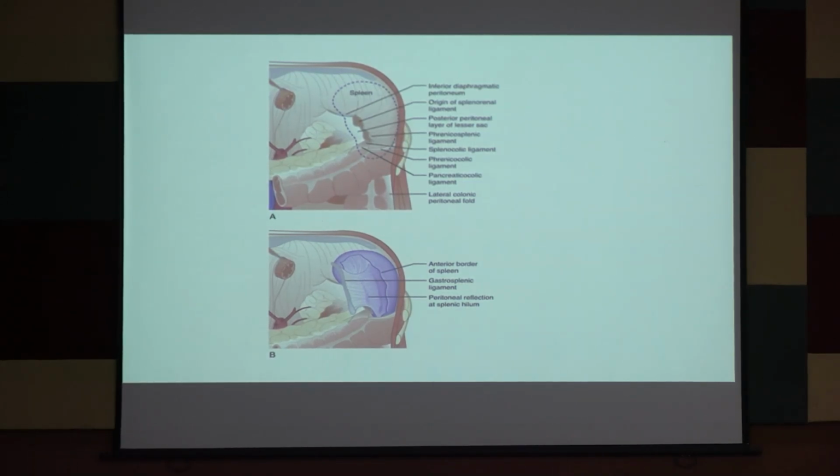And the B picture shows the anterior attachments, which shows the anterior border of the spleen and the gastrosplenic ligament that is seen going anteriorly to the greater curvature of the stomach.